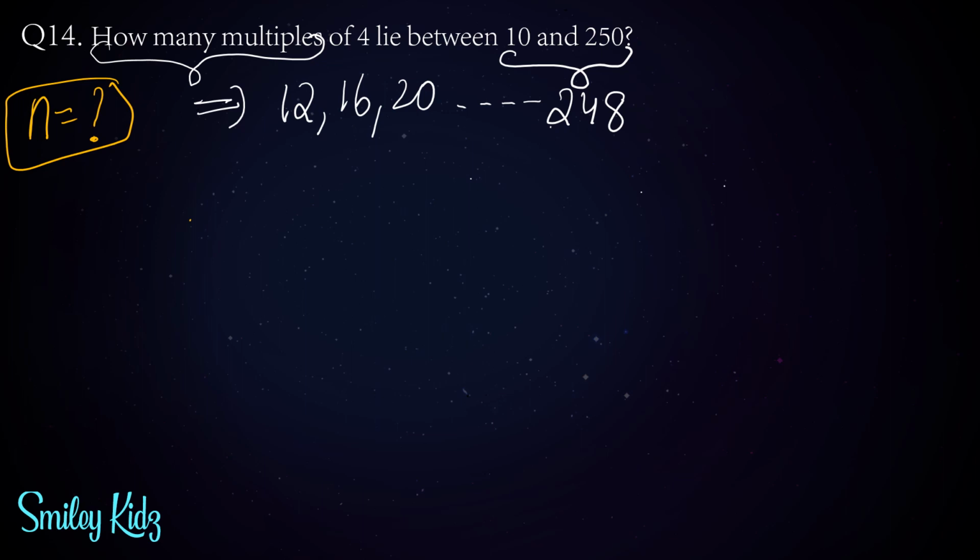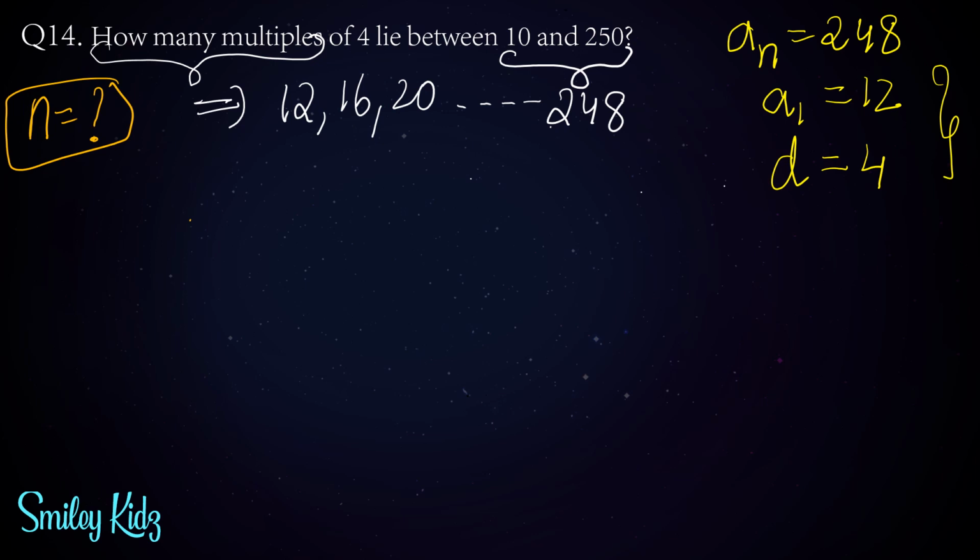Because the last term indicates your an value. So, what is the value of an over here? It's 248. What is the value of a1? 12. What is the value of d? 4. So, when you just look at the AP, you can find out 2 terms for sure. But if you know the last term, then that would be more informative. Right. You're going to find out the value of n as it is.